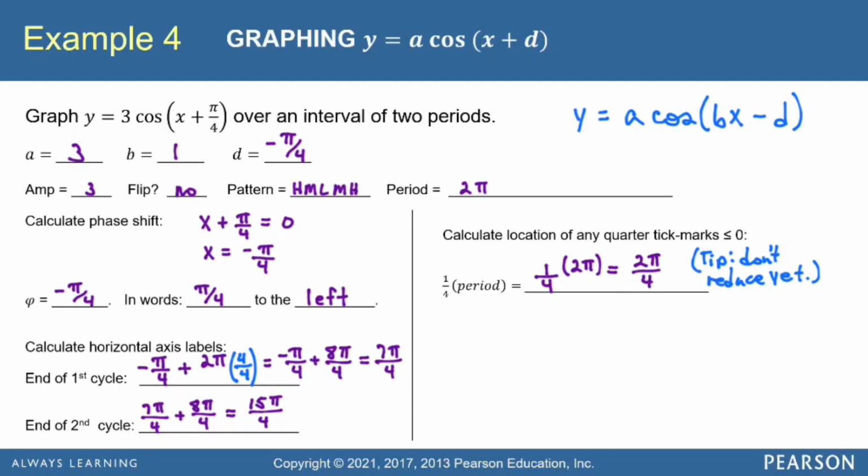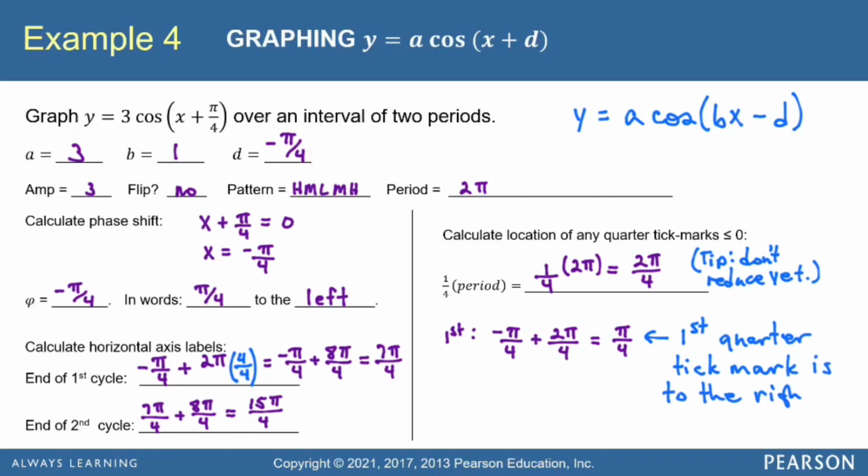It's probably fine. So now let's calculate the location of the first tick mark. We know that the starting mark is at negative pi over 4. And if we go a quarter of a period from that, then negative pi over 4 plus 2 pi over 4 is 1 pi over 4. Okay, now I know that the first quarter tick mark is positive, so it's going to be to the right of the y-axis. So now we know that the only tick mark we'll have to the left of the y-axis is just this initial one. When we draw our next 4 tick marks, the first one goes actually to the right of the y-axis.